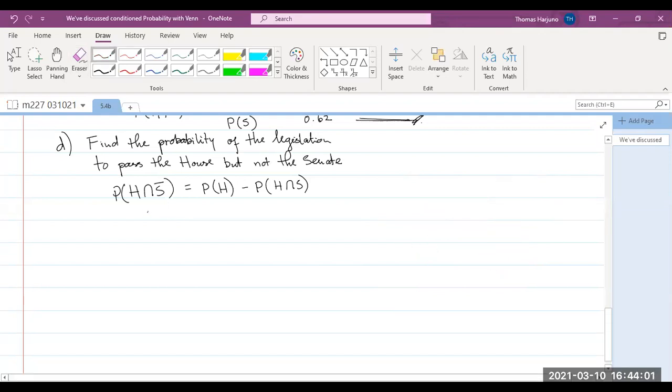This will be equal to 0.76 minus 0.49. We know that earlier that's 0.27. Now you try this one. Find the probability that it doesn't pass the House, yet passes the Senate.